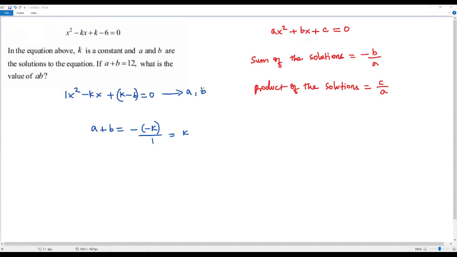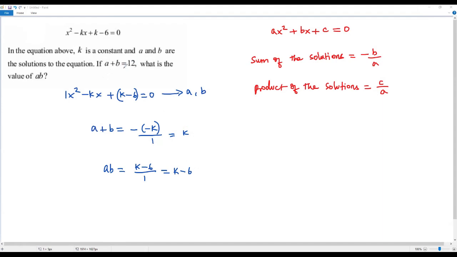Now let's get the product of the two solutions, a and b, that is a times b. The formula is c over a, where c is the constant term in the quadratic equation and a is the coefficient of x². In our equation, the constant term is k − 6 and the coefficient of x² is just 1. k − 6 divided by 1 is still k − 6. Here we got the value of a + b as k, but we already have the value of a + b in the question, that is 12.